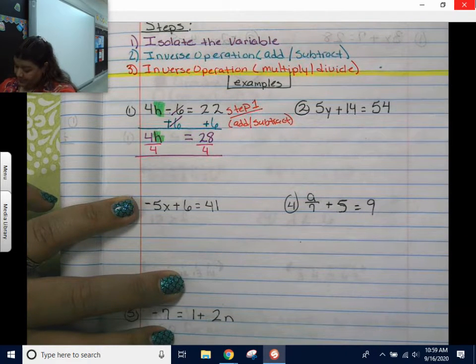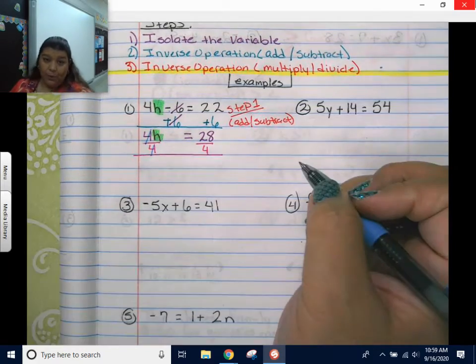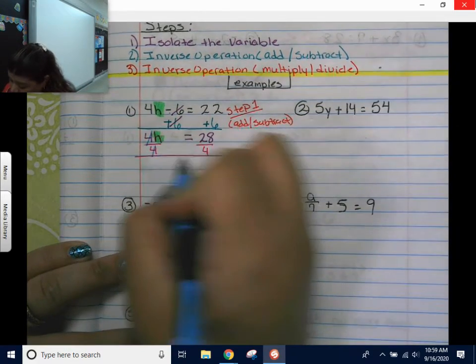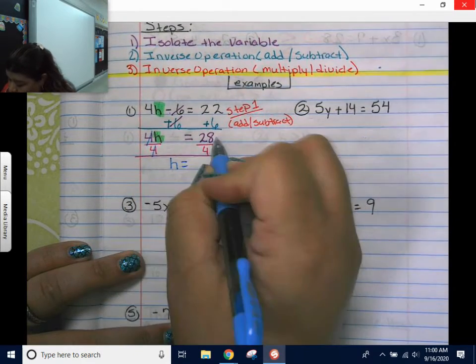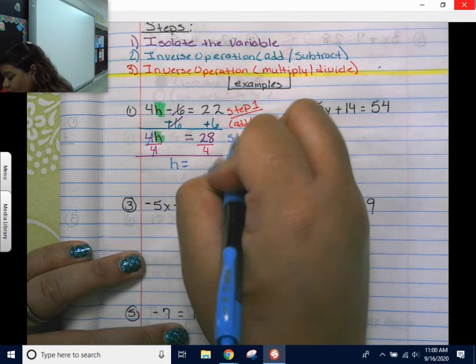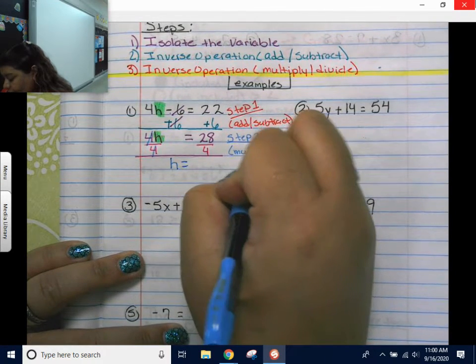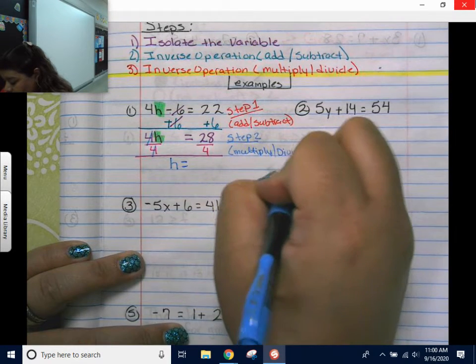So let's see, we have 4 divided by 4. Well, that gives you the 1. They kind of cancel each other out. That's the whole point of doing this, is undoing. Okay, so they undo each other. And you are left by yourself. There's your letter h. And now do the math. Step 2 would be to multiply and/or divide.